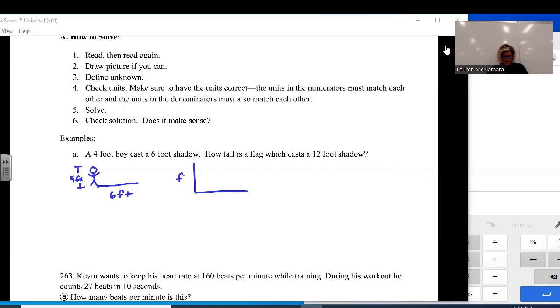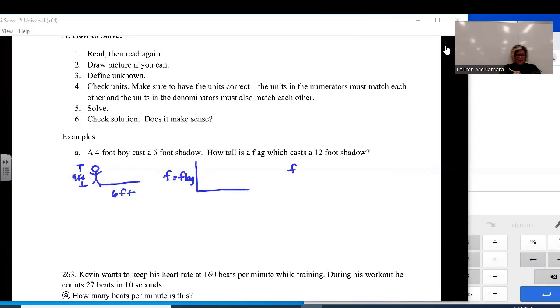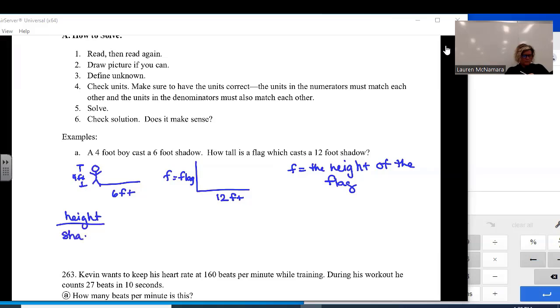So flag, I'm going to write here. That's going to be my F. I'm defining F as the flag, but more specifically, F is equal to the height of the flag. And here's my 12-foot shadow. So now, height is going to go over shadow.